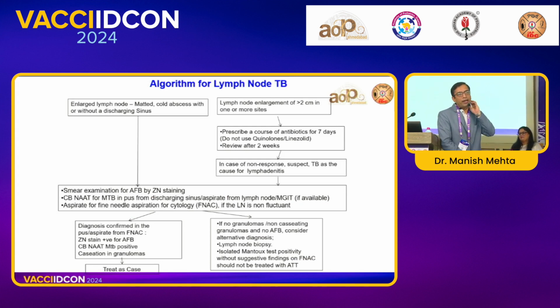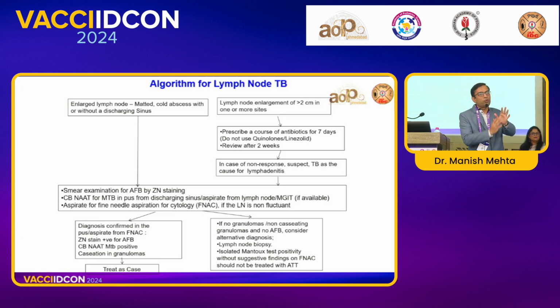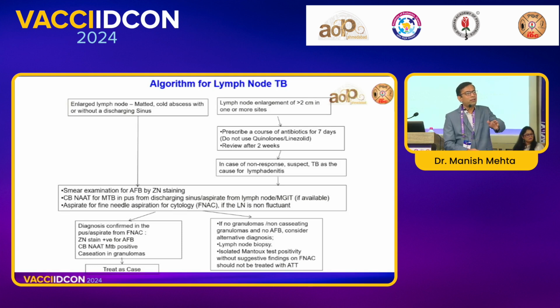So lymph node, it is very commonly we get. There are two types of lymphadenopathy we may get. Classical cold matted lymph node with abscess formation: directly go for FNAC. Go for CBNAAT; positive, treat it. Negative, then again do all those other tests.